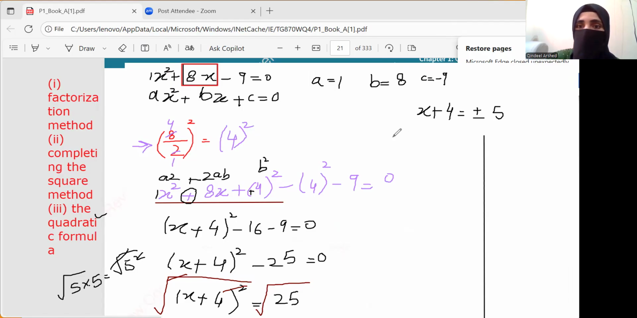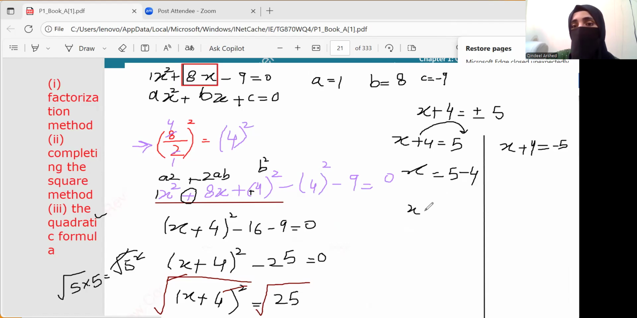The first one is x plus 4 is equal to 5. And the second one is x plus 4 is equal to minus 5. Now, if you simplify it a little bit more, for the first one, here is the 5, and when you move this positive 4 to the other side of the equation, it becomes negative. So the first answer is 5 minus 4, your final answer is 1.